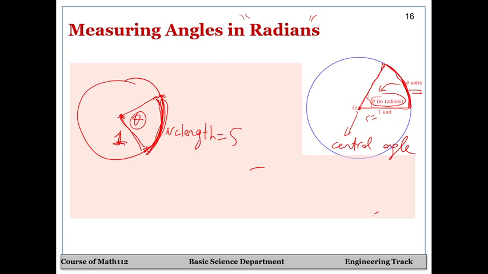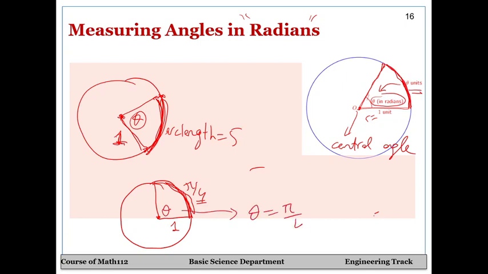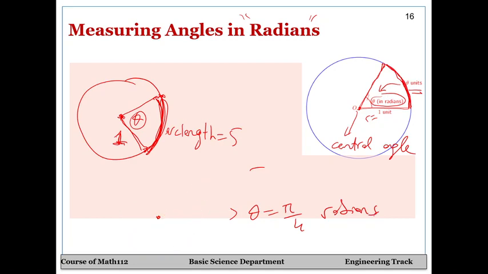Now, what about this here? So if this is, let's say, 1, and this is, let's say, pi over 4. So assume we calculated the arc length is pi over 4. And what is theta? Theta is in radians. It's pi over 4 radians. But the whole circle will be equal to how many radians?